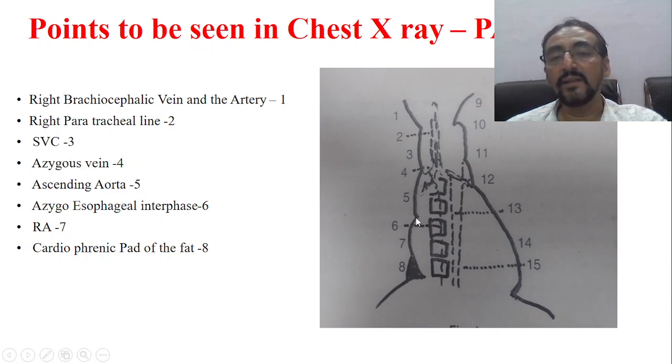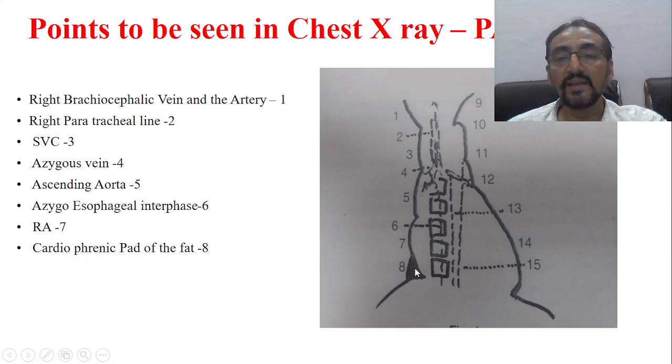See, this area, azygoesophageal interface. Okay, so this area corresponds to that. Number 7, that is nothing but the right atrium. So now this is the right atrium. Now we come to the cardiac area. So this is nothing but the right atrium, number 7.